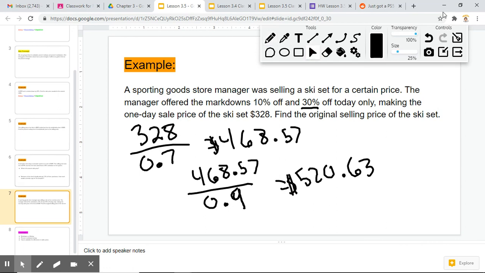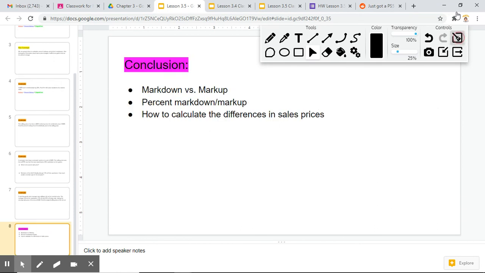All right, everybody. So what did we do today? Well, we went over markdown versus markup problems. What's the difference between them? Well, a markup is when a price is going up, and a markdown is when a price is going down. Now, when we have markups and markdowns, we can calculate the percent markup and markdown, and that's just telling us the percentage that it changed between these two numbers here. And finally, we calculated the difference in sales prices. So what if someone buys something wholesale and they sell it for a raised price? Can we find out the percent markup? Can we find out the percent difference? Things like that. And we're going to continue doing problems like this.